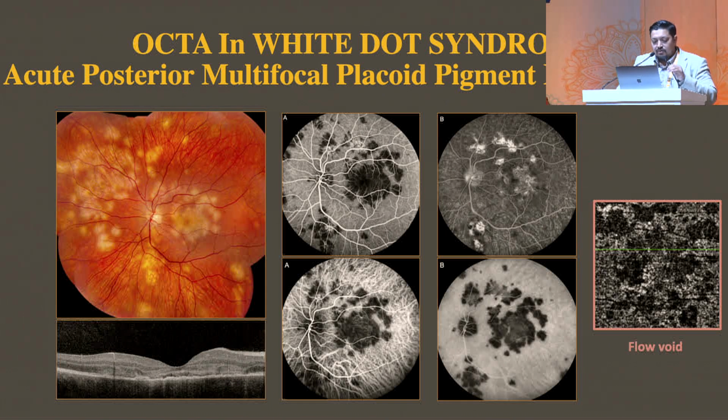One such would be white dot syndrome. This is a patient of acute posterior multifocal placoid pigment epitheliopathy. Clinically, you see these whitish, yellowish placoid lesions. You do an OCT in these patients, and you see outer retinal hyperreflectivity with affection of the IS-OS junction, secondary to capillary ischemia. You do an FFA in this patient, and you see hypofluorescent lesions which become hyperfluorescent due to staining, and in ICG you see them as hypofluorescent, which remain hypofluorescent in the later stage. On OCT angiography, you see them as flow void areas.